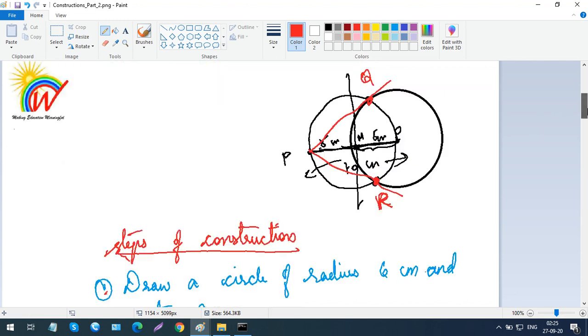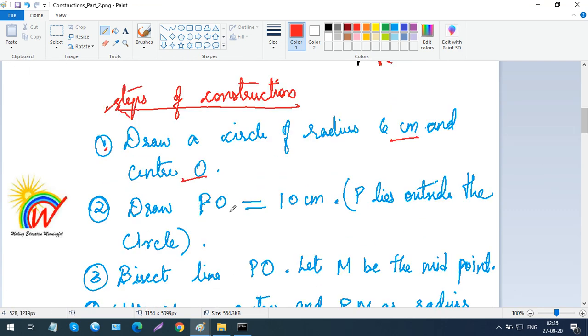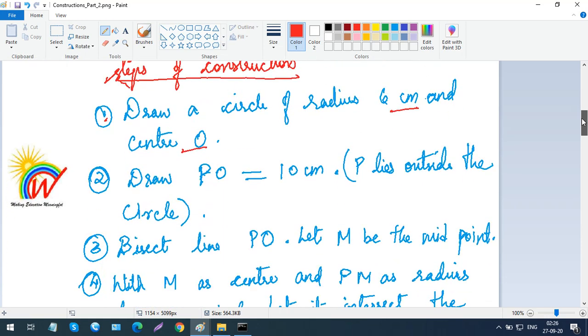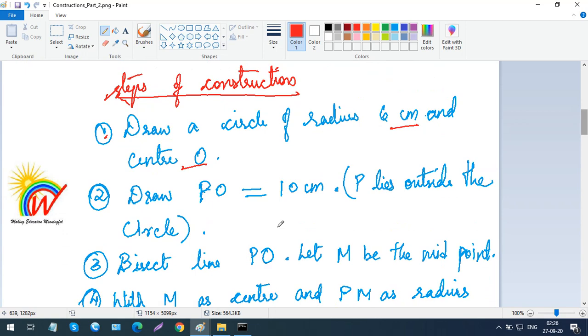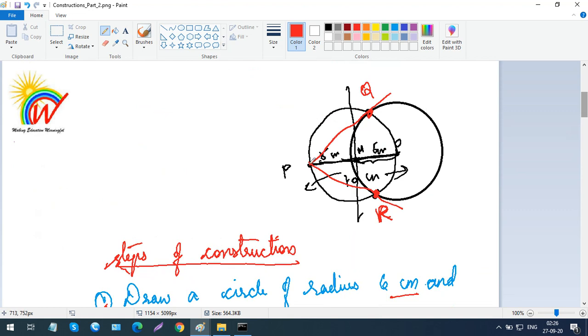Now I am going to show you the steps of construction. First, draw a circle of radius 6 centimeter because that's what is given to me, with center O. These alphabets are my wish, you can write whatever you feel like. Whatever you mark on the figure, you have to use the same alphabets here also. Now draw PO equals 10 centimeter. You can actually draw the PO anywhere from the O. I can even draw PO like this.